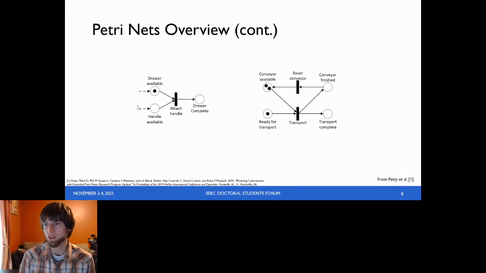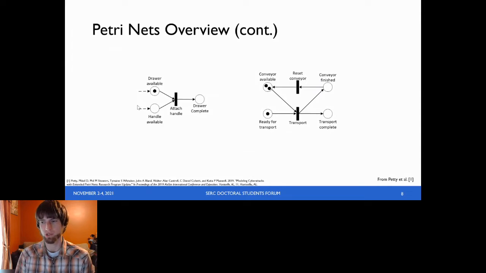This is just modeling basic systems. Like on the first diagram on the left, we have a drawer assembly process. The drawer can attach a handle only when both the drawer and the handle are available. If that's the case, then the transition will fire and the process will be complete because the drawer will be assembled.